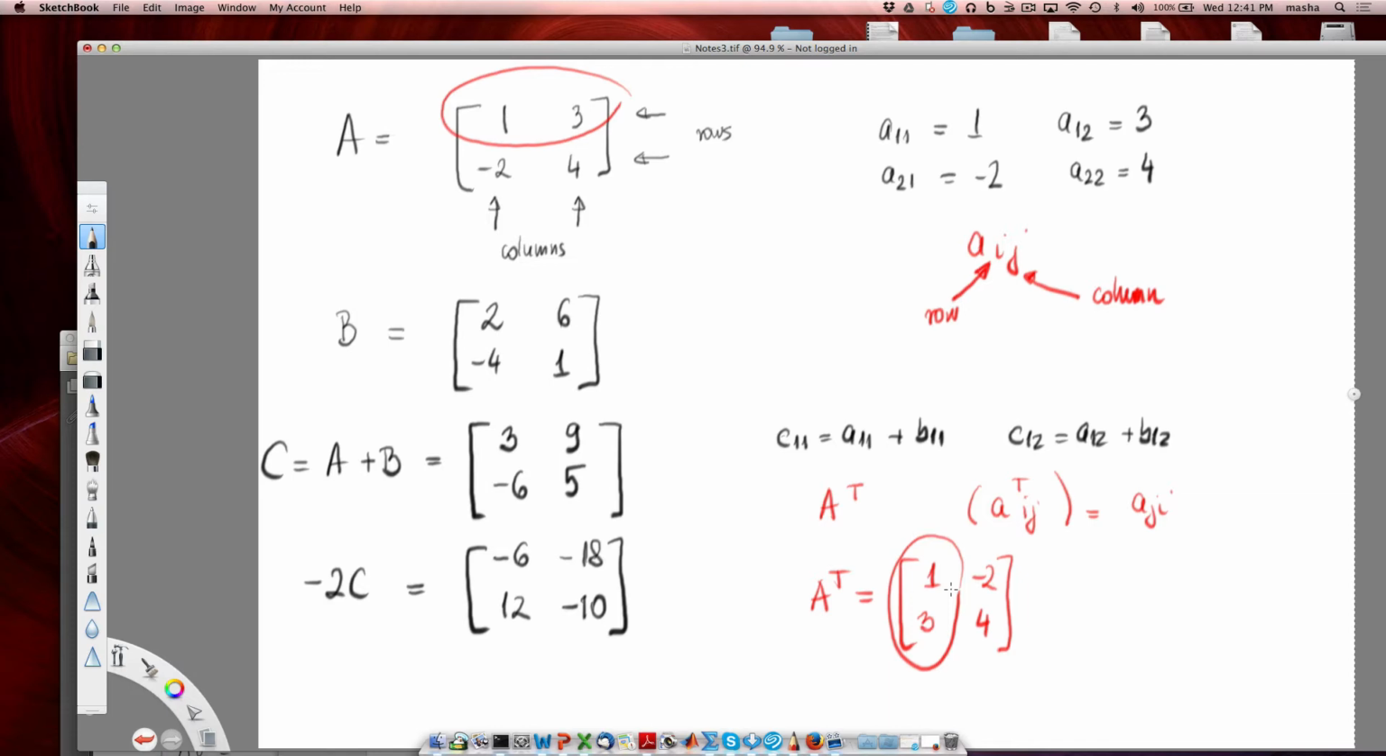Now I'm actually interested in matrix multiplication. The first thing that I will do is learn how to multiply a matrix with a vector. A vector is a special form of matrix anyway.